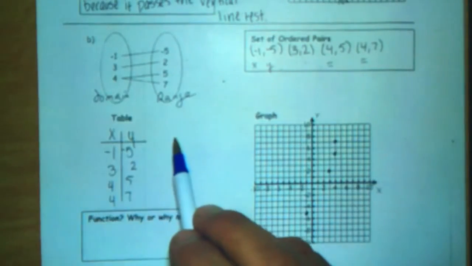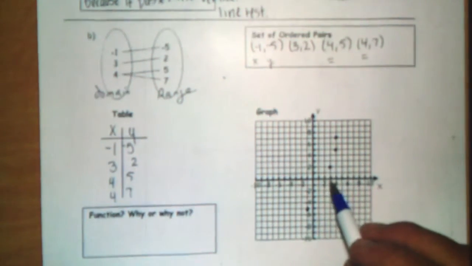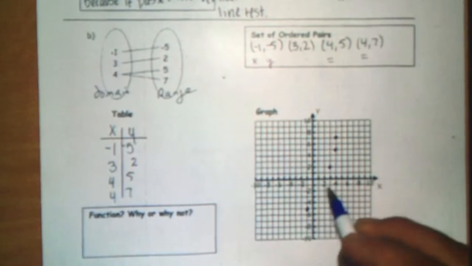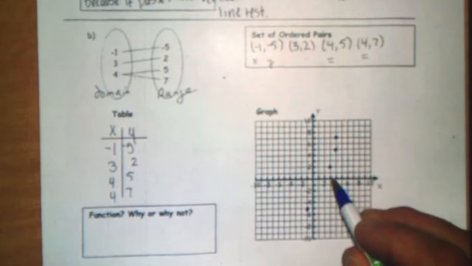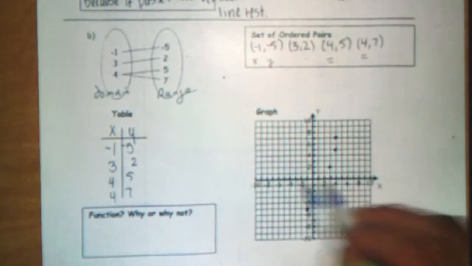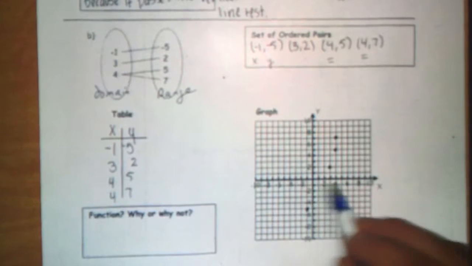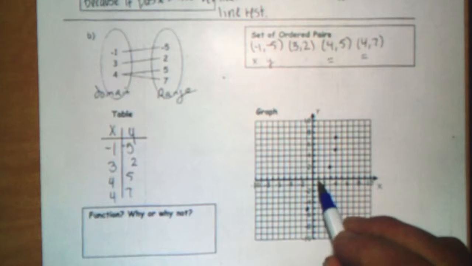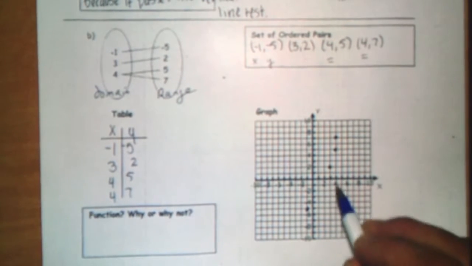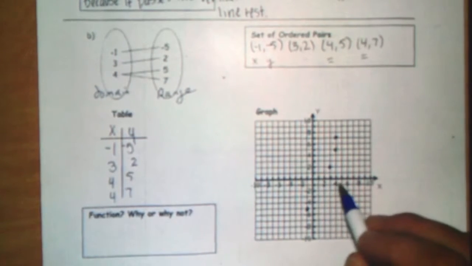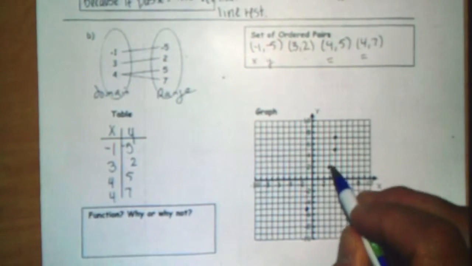When we graph these, an interesting thing happens. We graph them, and we get -1, -5. Then we get 3, 2: over to the right 3, up 2. We go right and left first. Our x values are right and left, and the y values are up and down. So we go to the right 3 and then up 2.